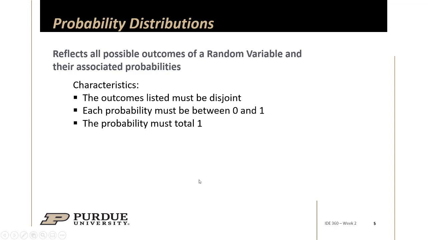From here we need to describe what a probability distribution is. A probability distribution reflects all possible outcomes of a random variable and their associated probabilities, and it can be represented in a tabular form or in a graphical form, like we will see in a minute. But it has different characteristics. In particular, the outcomes listed must be disjoint, which means they do not overlap, and they are ideally exhaustive, accounting for all of them. Each probability must be between 0 and 1, and the sum of all of them should be equal to 1.